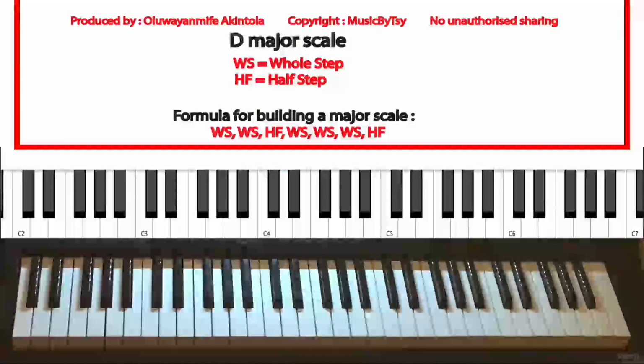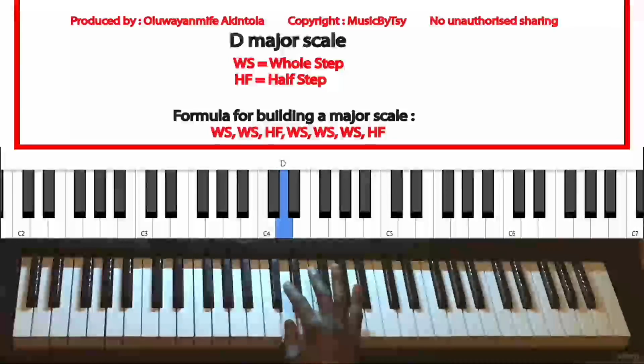Now in order to build a major scale, there is a formula that we can use, and the formula goes like this. You start from the starting key, and then you move up by a whole step, and then by another whole step, and then by a half step, and then by a whole step, and then by a whole step, and then by a whole step, and then by a half step. So we're going to use that formula to construct the D major scale in this lesson. So yeah, let's start.